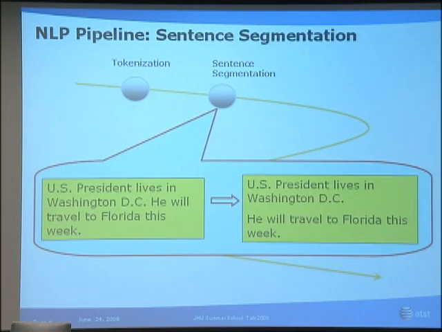Let's see there. US President lives in Washington, D.C. He will travel to Florida this week. So you want to segment it into two sentences. D.C. supposedly should have been written with two periods, but nobody writes it with two periods, right? So that has sort of become one single period. You don't want to break at US President just because you saw a period there, right? So it's a decision problem.